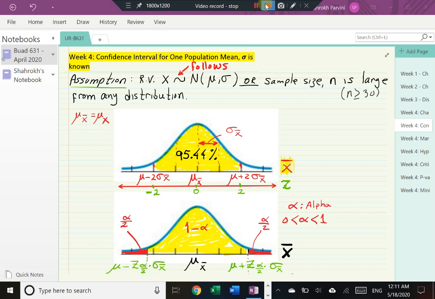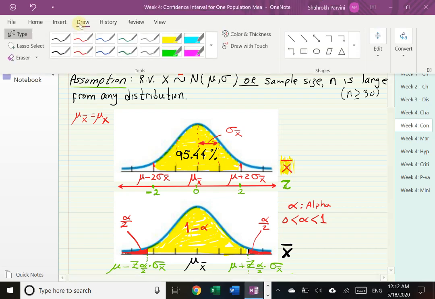Let's take a look at how we are going to construct our confidence interval for one population mean. The assumption in this lecture is that we know the population standard deviation, somehow sigma is known. Okay, so that's what our assumption is.